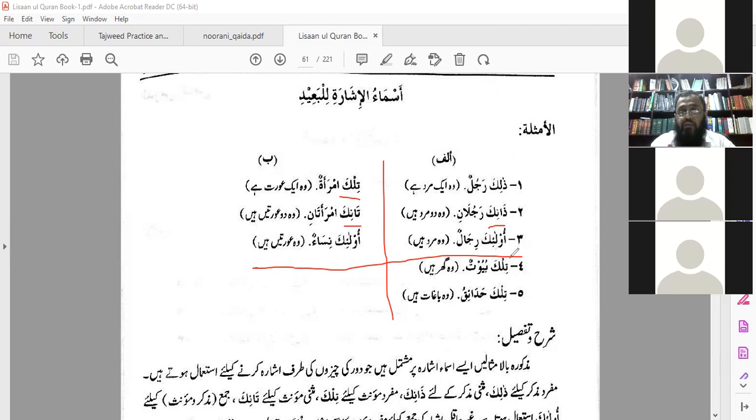And as we discussed in asma'ul isharati lil qarib, that hadhi was used for ghair aqal. The same tilka, which is for wahid muannas, would be used for ghair aqal, jama ghair aqal, like tilka buyutun and tilka hadaiqu. Those are homes and those are gardens. So I hope you understand. I'll repeat them in Urdu. Yes, Sister Sadika, question?